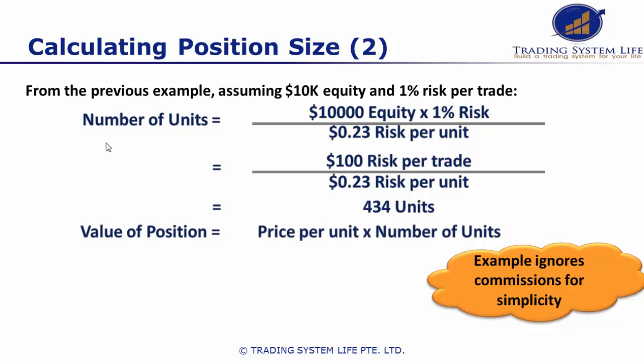Well, that's the price per unit, which is just the share price, multiplied by the number of units that we're going to buy. So in this trade, that's $3.48 times 434 units, which is $1,510. So that's a $1,510 position, which gives you 1% risk or $100 risk on that trade in your $10,000 account.